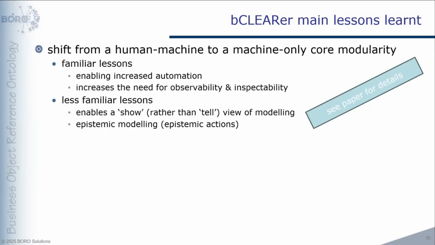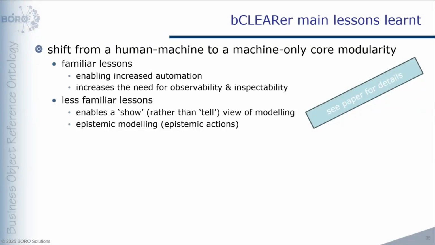Okay, so the lessons that we've gone from bCLEARer, there are some familiar lessons. One is that automation is good, so you try and find ways of increasing automation. And when you do, particularly on the pipeline, as the levels of automation get really high, as you get fully automated, the need for observability and inspectability increases enormously, and so do the benefits of doing it.